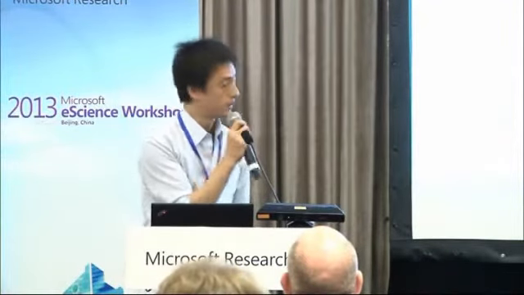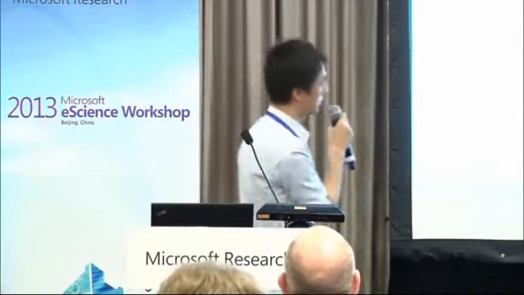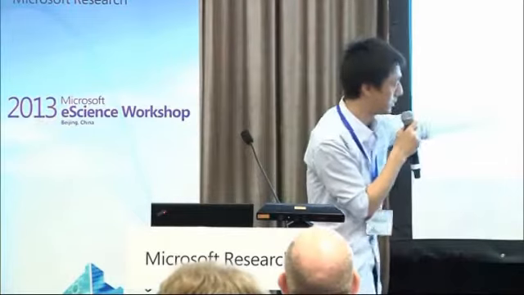Let's see our Kinect for Windows SDK. To install Kinect for Windows SDK, we only need two simple steps. The first one, we must unplug our Kinect sensor and close Visual Studio. Then we can download and install the Kinect for Windows SDK and the toolkit from this URL.